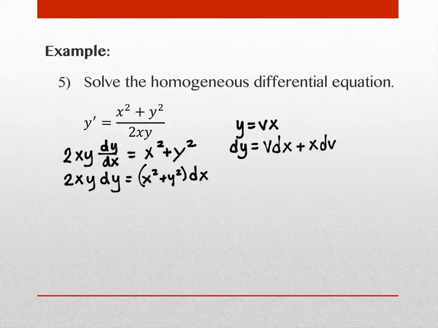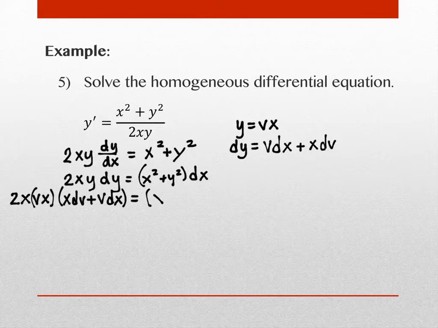And we have the substitution that we're going to make to eliminate all my y's. So what seemed like a fun substitution is now even more fun, right? I've got 2x, and y is vx, but dy is x dv plus v dx. On the right-hand side, I have the quantity x squared plus (vx) quantity squared, and then dx.